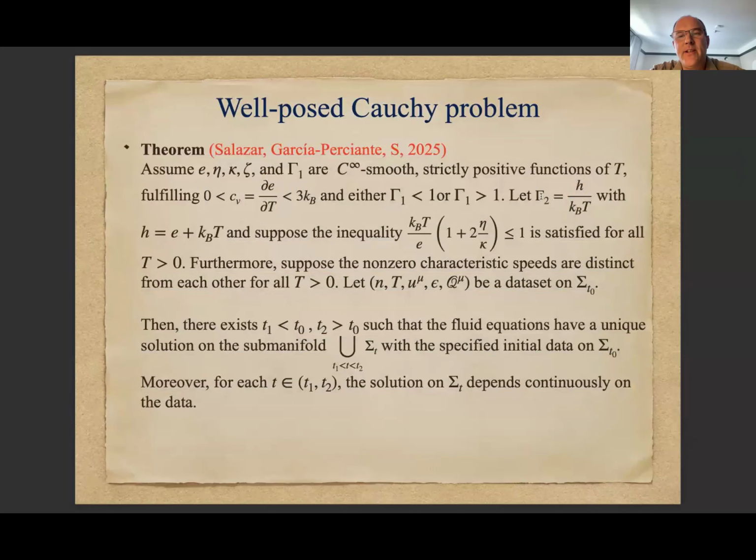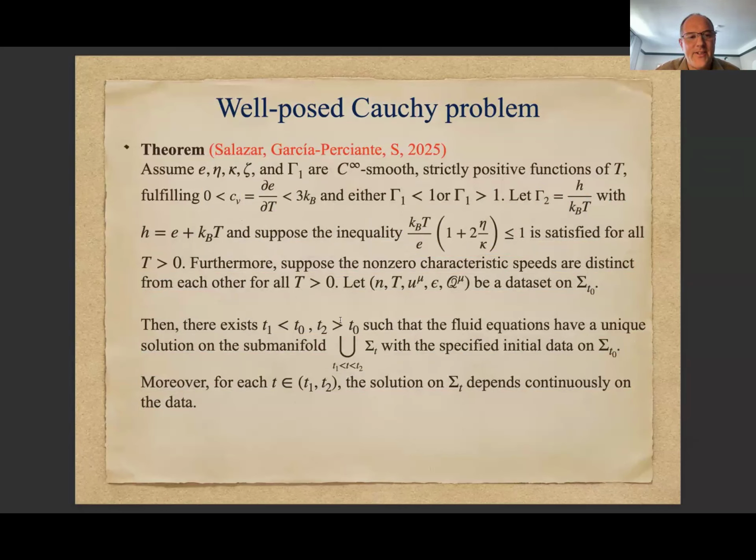For the choice of gamma 2, we found H over k_B T, and assume that this fundamental inequality is satisfied for all T. So this is a condition on these functions here. And then there's another technical condition that we need. We assume that the non-zero characteristic speeds are distinct from each other at all temperatures. So this is certainly satisfied for the simple gas.